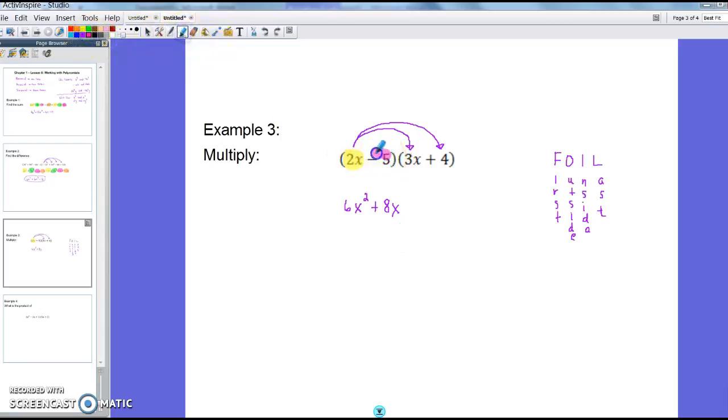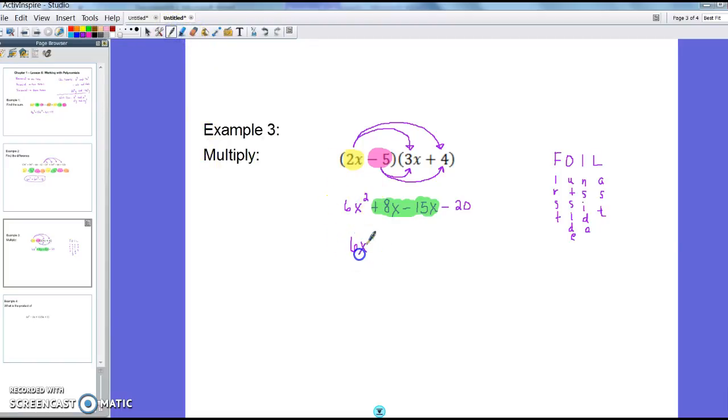Next, I'm going to take the second term, and I'm going to distribute that to both terms in the other binomial. So I have negative 5 times 3x gives me negative 15x. Negative 5 times 4 gives me negative 20. Okay, so I did all of the multiplication. I took 2x and multiplied it by both terms, and I took negative 5 and multiplied it by both terms. The only thing I need to do now is combine my like terms. Those two middle terms here are like terms. And so I can combine them.